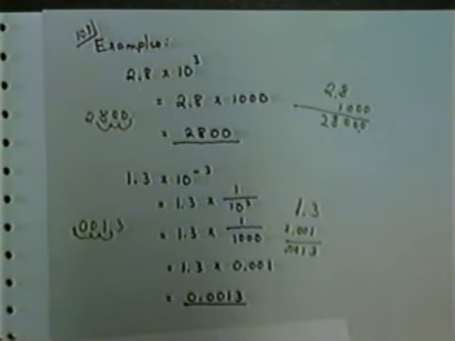And that's how you can change from scientific notation back to decimal notation. So if you're using a calculator or a computer that automatically gives you scientific notation, always convert it.